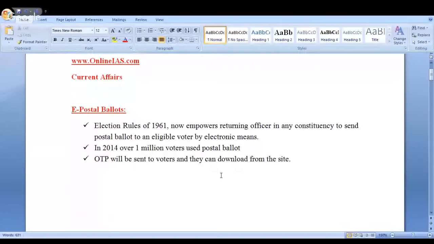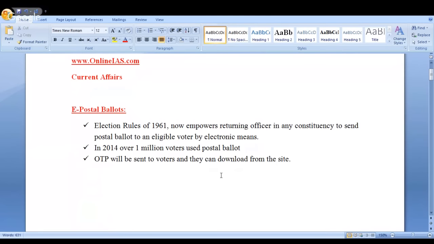Now, this is the e-postal ballot. The Election Rules of 1961 now empower a returning officer in any constituency to send a postal ballot to an eligible voter by electronic means. See here, these rules were framed in the year 1961. Now, a change has been made in these rules of 1961, where the returning officer is empowered to send the ballot to the concerned person through an electronic system.